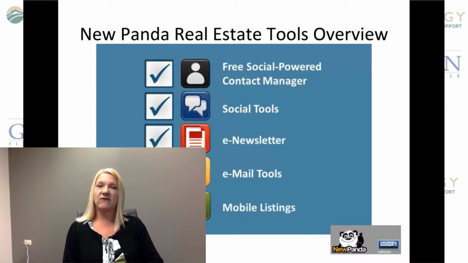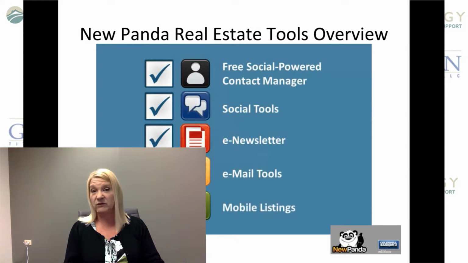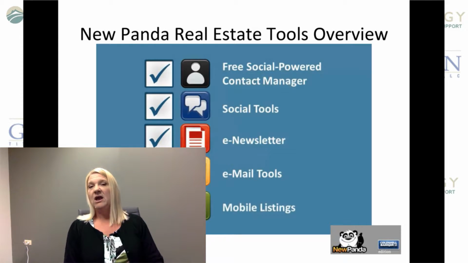So basically, there are 5 components within New Panda. There's your free social powered contact manager. So it is a CRM that you can use to store all of your contacts. It is a tool that you can use, as I mentioned earlier, to upload into any of your social media pages that you have. We have an AVP or e-newsletter that goes out once a month that has real estate topics in it. We have email tools and mobile listings.